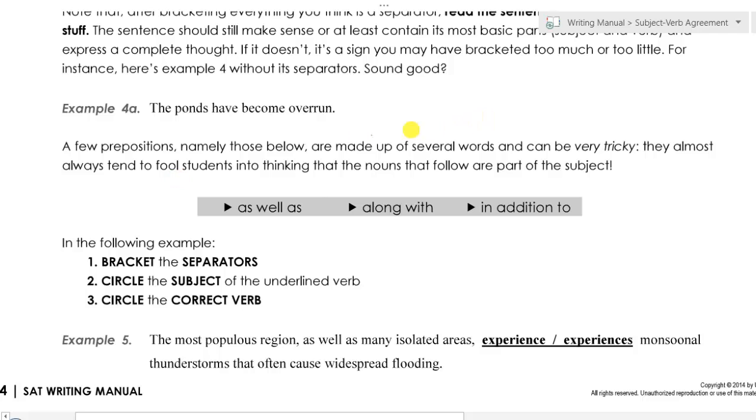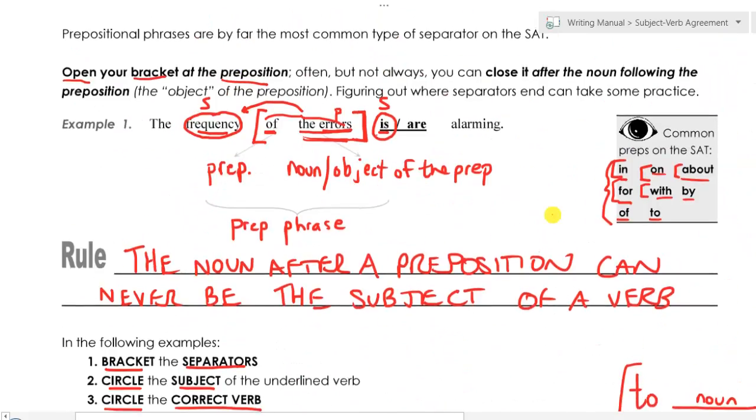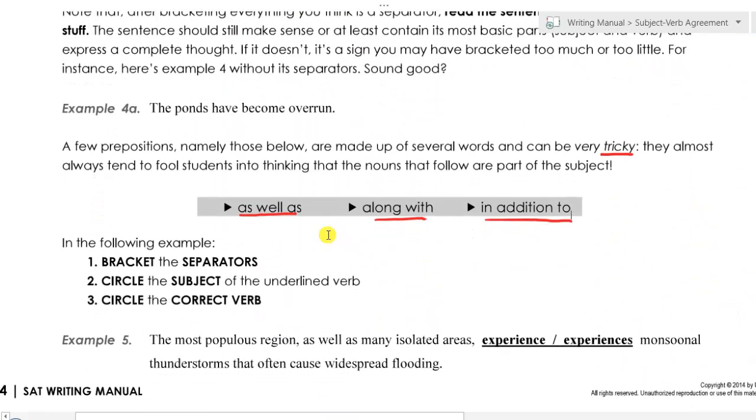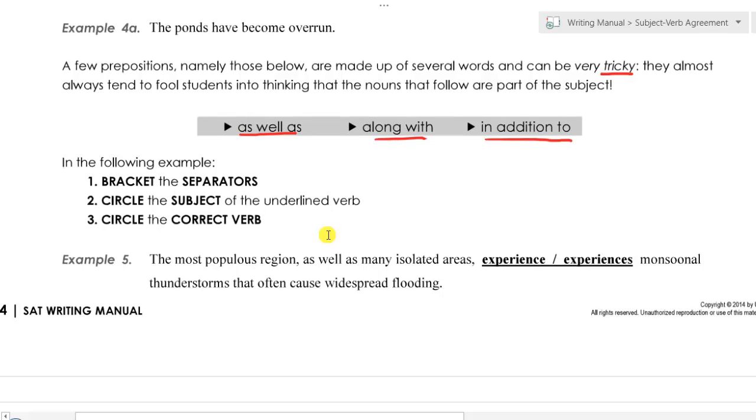Now, there are a couple of tricky prepositions that will show up, and they do tend to lead students to certain doom. Just kidding. These prepositions, as well as along with and in addition to, the reason that these prepositions are slightly tricky is because they don't look like all of the other prepositions, because all of the other prepositions that we've talked about are really short 2, 3, 4 letter words, and these prepositions are actually phrases. However, these three phrases indeed are prepositions, and we can start a bracket at these phrases and end the bracket wherever we need to.